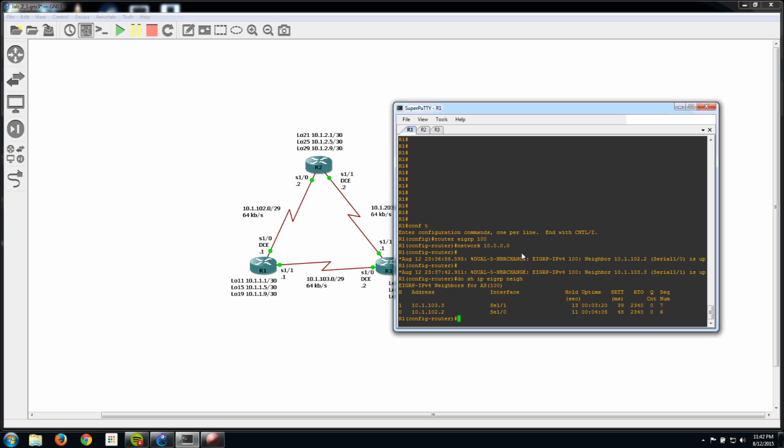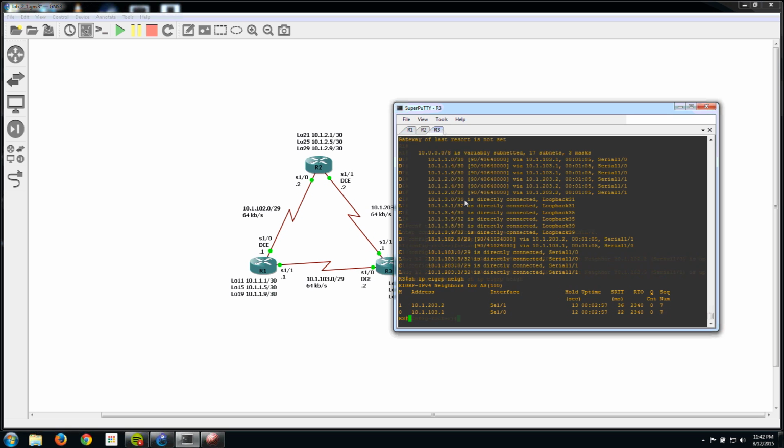So, let's go back over to router 3, and let's take a closer look at our route to 10.1.102, and figure out exactly why we're getting this equal cost. As I was discussing, we have 2 links that are exactly the same, so it's going to equal cost.